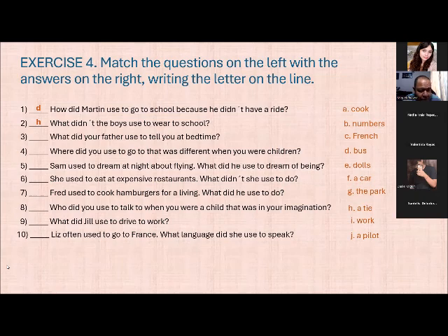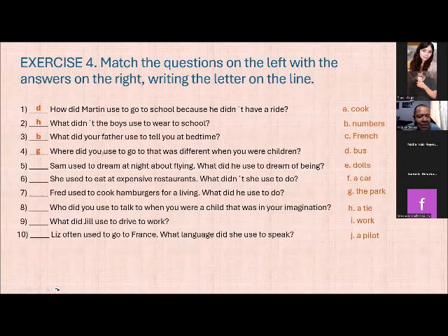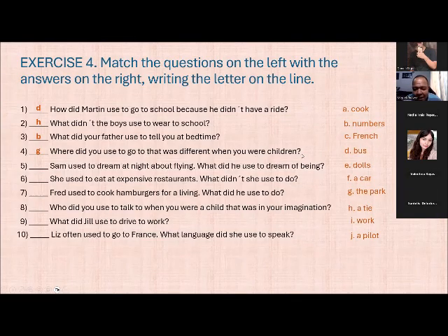Letter B, numbers. Exactly. But read the question, please, Norma Guadalupe. What did your father used to tell you at bedtime? Letter B, numbers. Oh, sorry. Number 4, G. Where did you used to go to that was different when you were children? Letter G, the park. Okay.